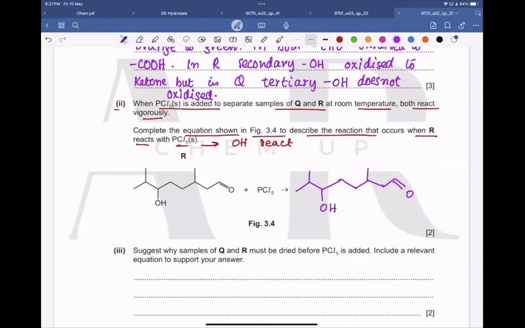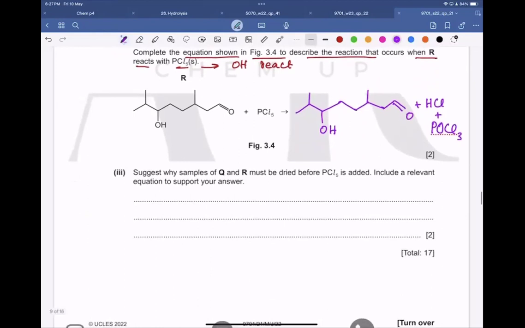Here we got OH. And beside this, the rest of the products are HCl and POCl3. And due to this HCl, if they ask you the observation, you will write steamy fumes because of HCl, okay? Now, part 3. Suggest why sample of Q and R must be dried before PCl5 is added. Include a relevant equation to support your answer.